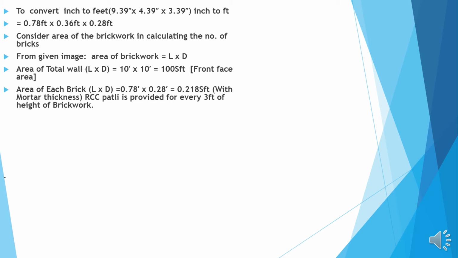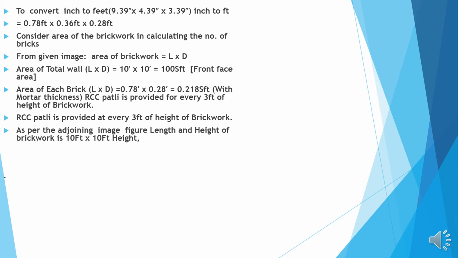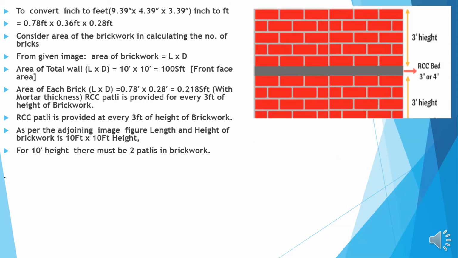RCC pardi is provided at every 3 feet of height of the brickwork. RCC pardi has been provided every 3 feet. As per the adjoining image, the length and height of the brickwork is 10 feet by 10 feet height. For a 10 feet height, there must be at least 2 pardis in the brickwork. See, look at the image.